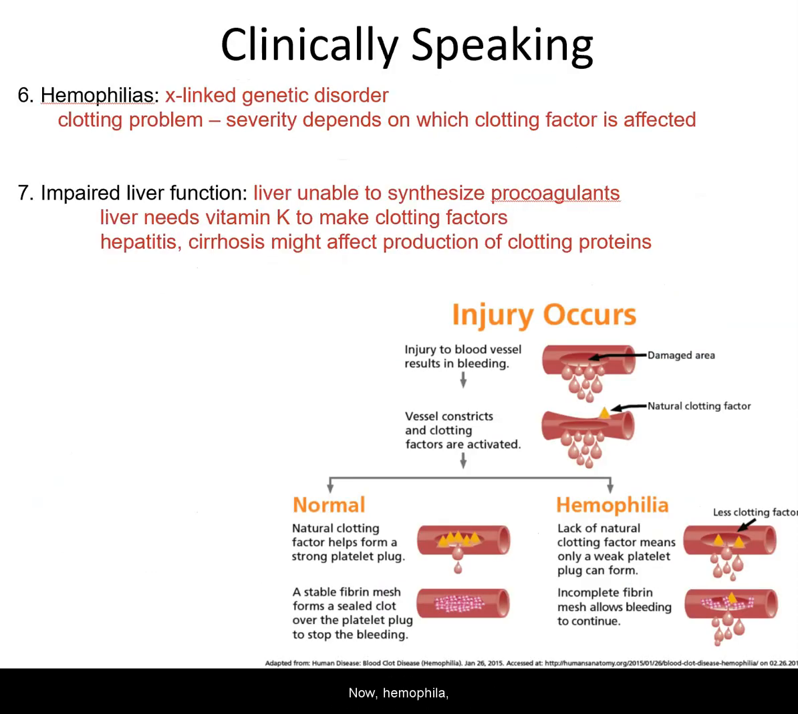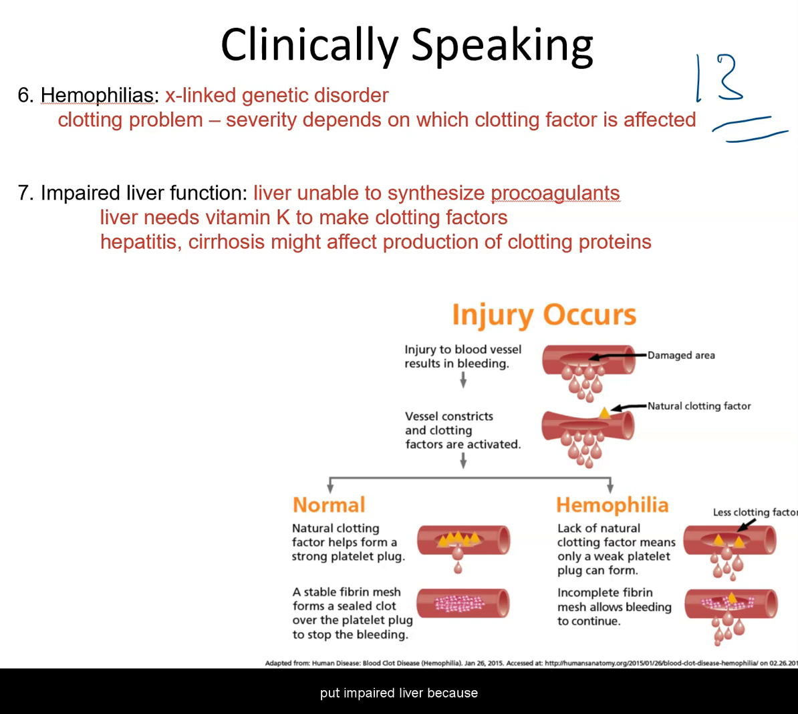Now, hemophilia, I mentioned, is X-linked, so it's usually passed from mothers to sons. It can affect any clotting factor. Remember that there were 13 primary ones, so they're mostly proteins. DNA encodes for your protein, so if there's an issue with a gene, you won't make the protein, and it just depends on where it is in the pathway for how severe the hemophilia is.